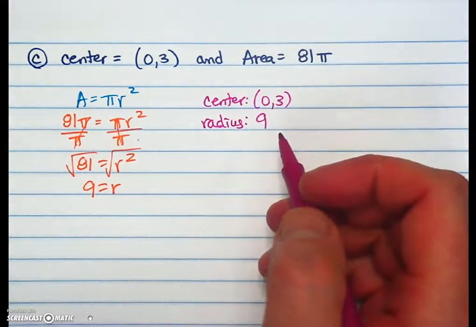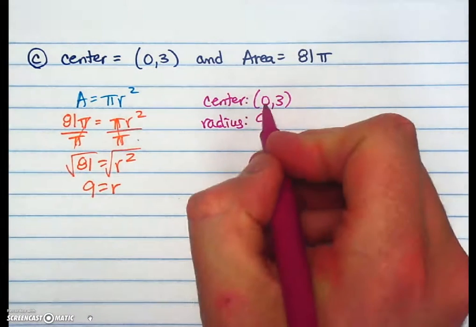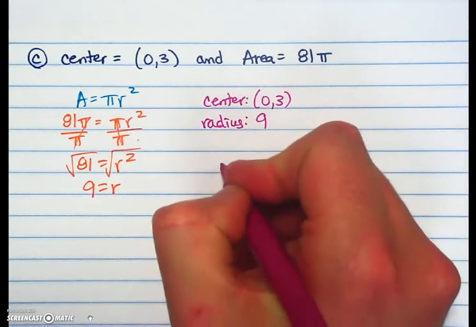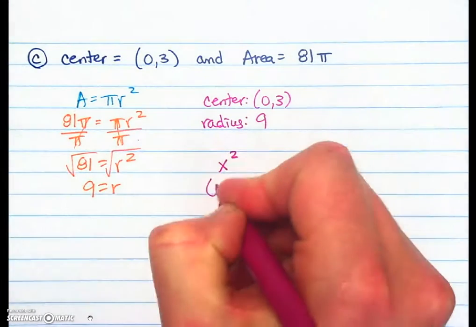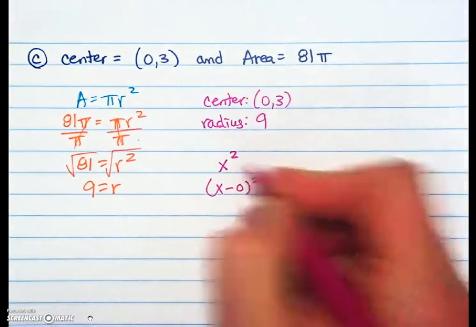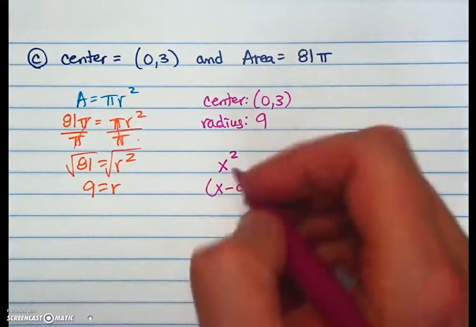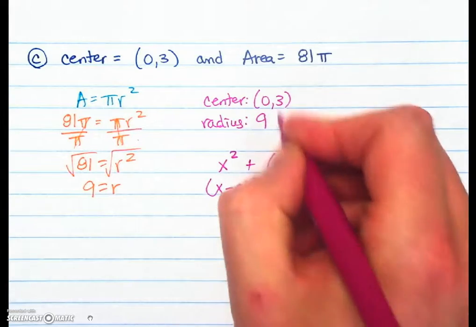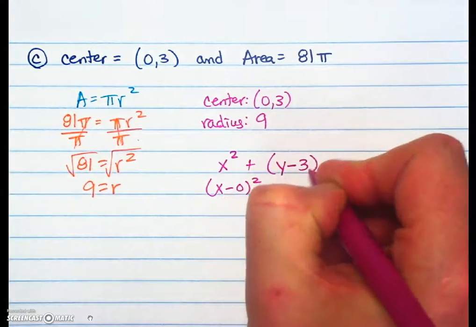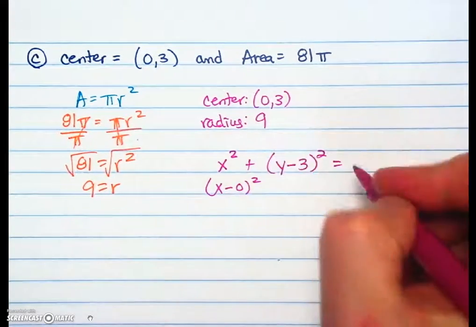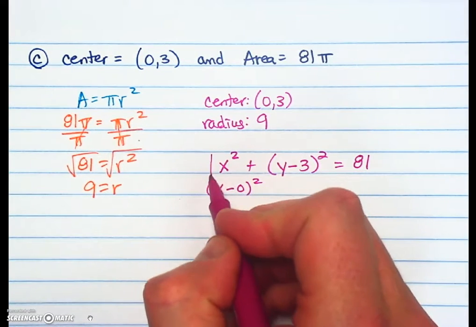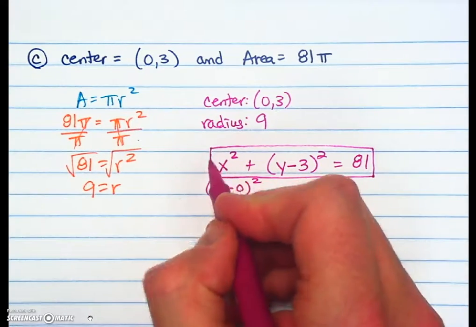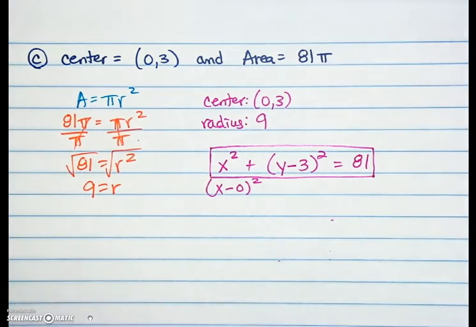So I'm going to write my equation now. All right, since my h value is 0, that can just be x squared. Okay, you may want to write it as x minus 0 squared, but that's x squared. All right, and then we go plus, now again we do the opposite, so y minus 3 squared equals, and then we do our radius squared, which is 81 in this case. And there is your final answer.